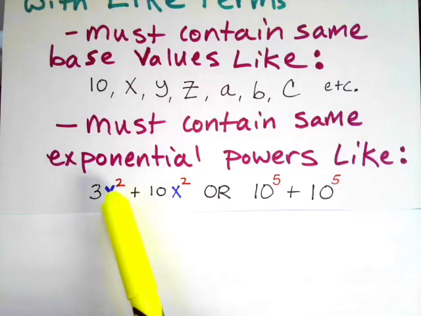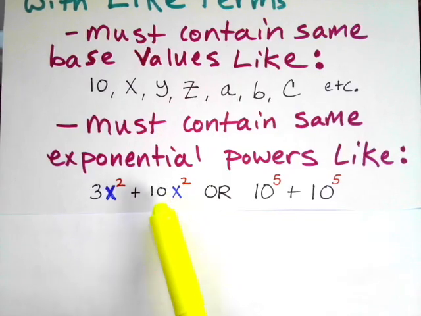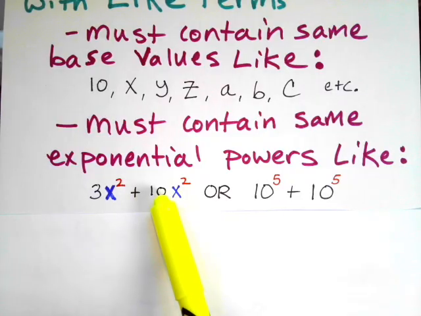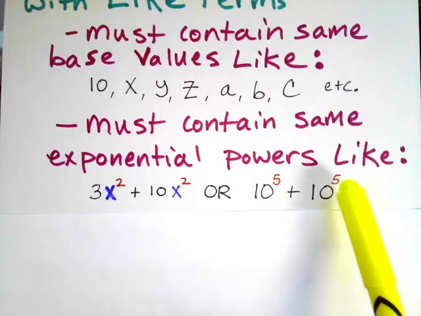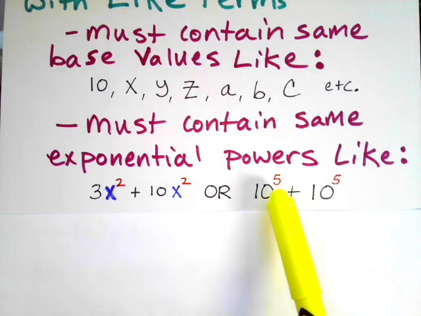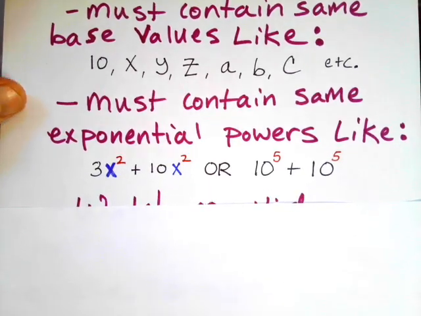So x squared plus x squared. These are like terms. They have the same variable, x. A variable is just a letter or symbol that represents a real number we don't know. And they're both to the second power. So I could add 3 plus 10, which gives me 13x squared. Or another example, 10 to the 5th power plus 10 to the 5th power. Since we're talking about scientific notation, we have a value times 10, and in this case, they must have the same exponential power in order to add or subtract scientific notation.